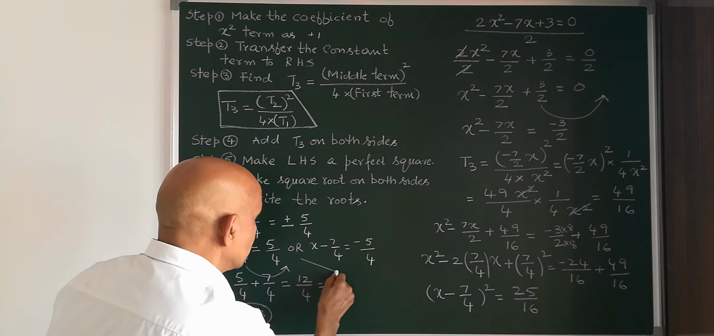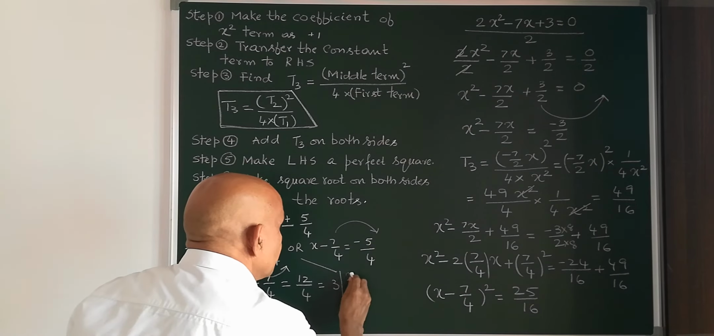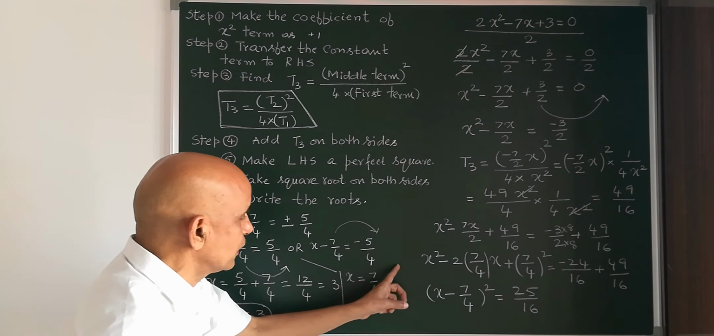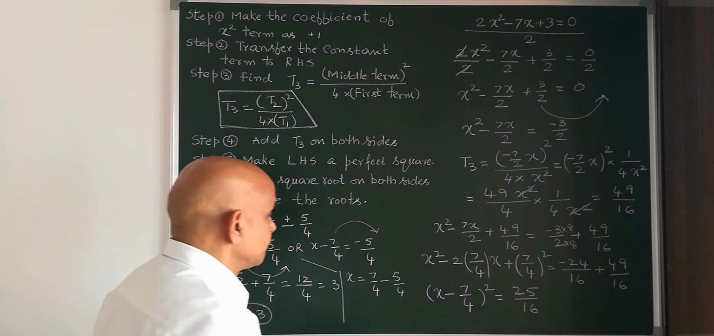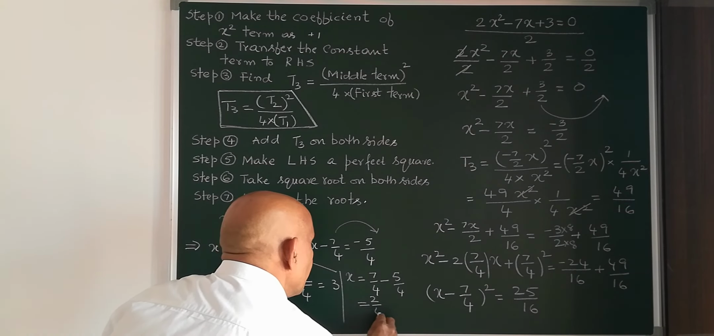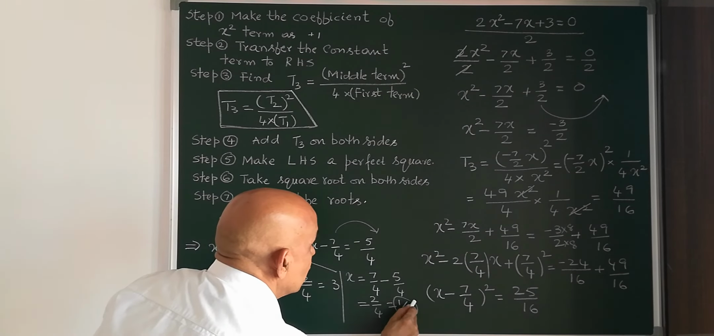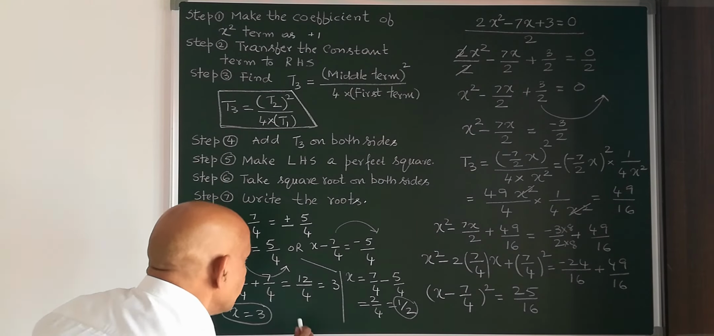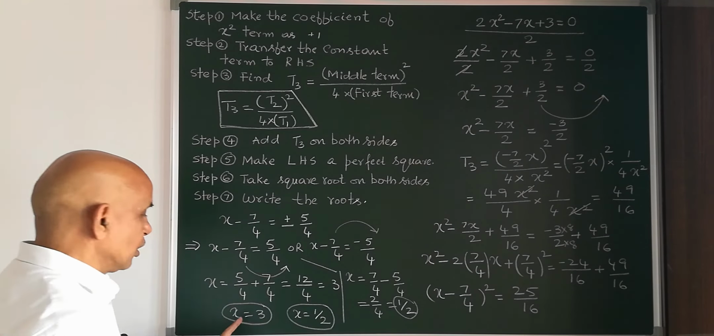Now when you come to this, when you transfer this minus 7 by 4 to this side, x is equal to plus 7 by 4, minus 5 by 4 already is there. So with common denominator, 7 minus 5 is 2, so this is equal to 2 by 4, which is equal to 1 by 2. So this is the second root. For this quadratic equation we have two roots: one is 3, the other is 1 by 2.